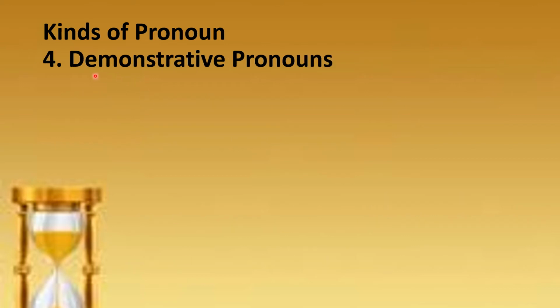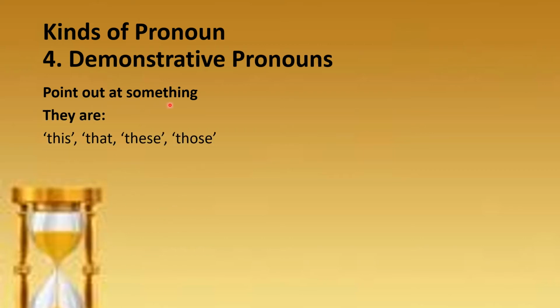Let's talk about the fourth kind of pronoun, which is the demonstrative pronoun. Demonstrate means to point out something. So demonstrative pronouns point out something. And following are the demonstrative pronouns: this, that, these, and those. For example, this is our hut. You can notice that this has been used as a demonstrative pronoun in the sentence because it is pointing out the hut.